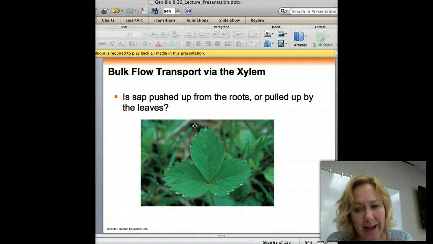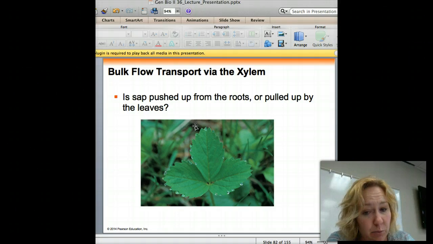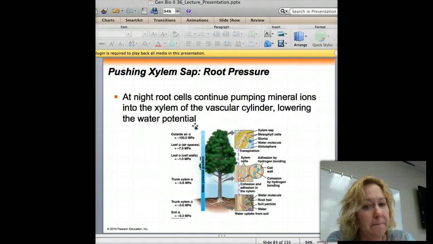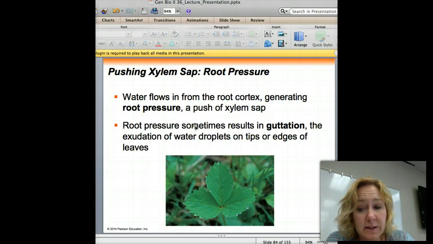So it's not spewing out. You don't walk past plants and they're like shooting you in the eye with xylem, right? No, that's not happening. Just sometimes in the morning you see these tiny droplets. It's not dew, it's guttation. So you do get a slight root pressure. Root pressure is sometimes called guttation, and it happens right on the edges.